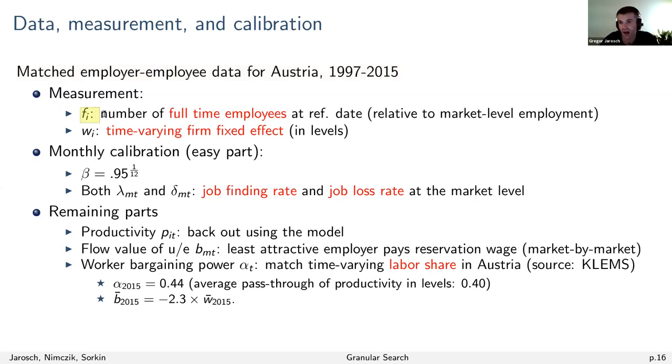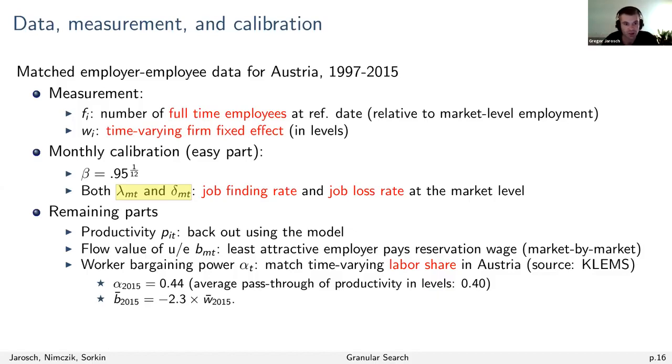So f_i in the model is just size, counting the number of full-time employees. We do this a couple different ways. Then I need a notion of a firm level wage. There we're using a two-sided AKM with time varying firm effects. That's reasonably uncontroversial. And then you have these parameters that you can just read off the data because they are just worker flows, right? So there's a job finding rate at the market-time level, and a job separation rate. These things are easy, doable and relatively uncontroversial.